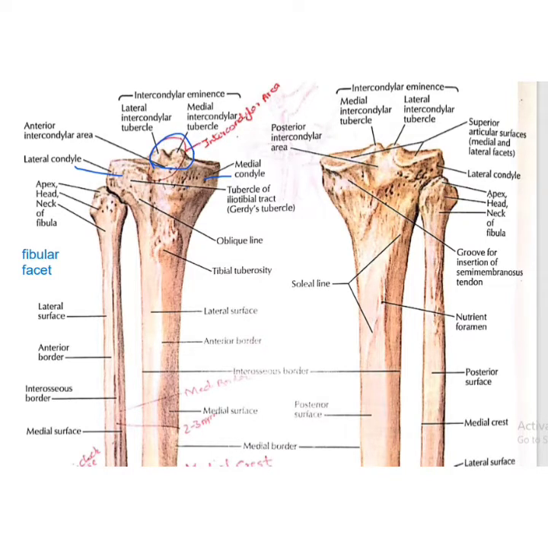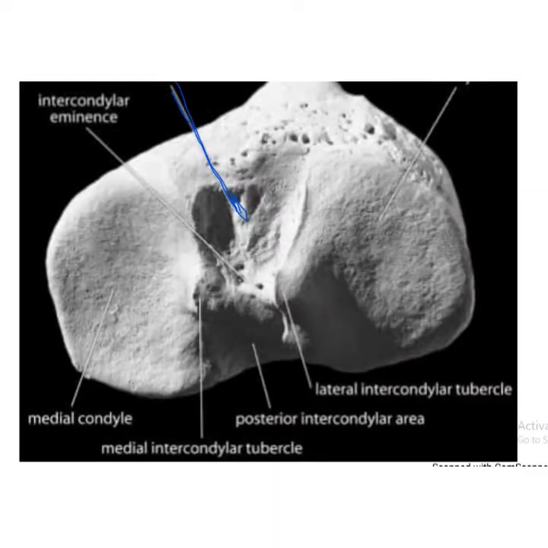Let me show you another view. This one is the anterior intercondylar area and this one is the posterior intercondylar area. These two areas are separating the medial and lateral condyles. And between these two condyles, there are two bony projections. These two prominences are named as medial and lateral intercondylar eminences. And on these eminences, there are two tubercles, which are named as medial intercondylar tubercle, and this one is named as lateral intercondylar tubercle.